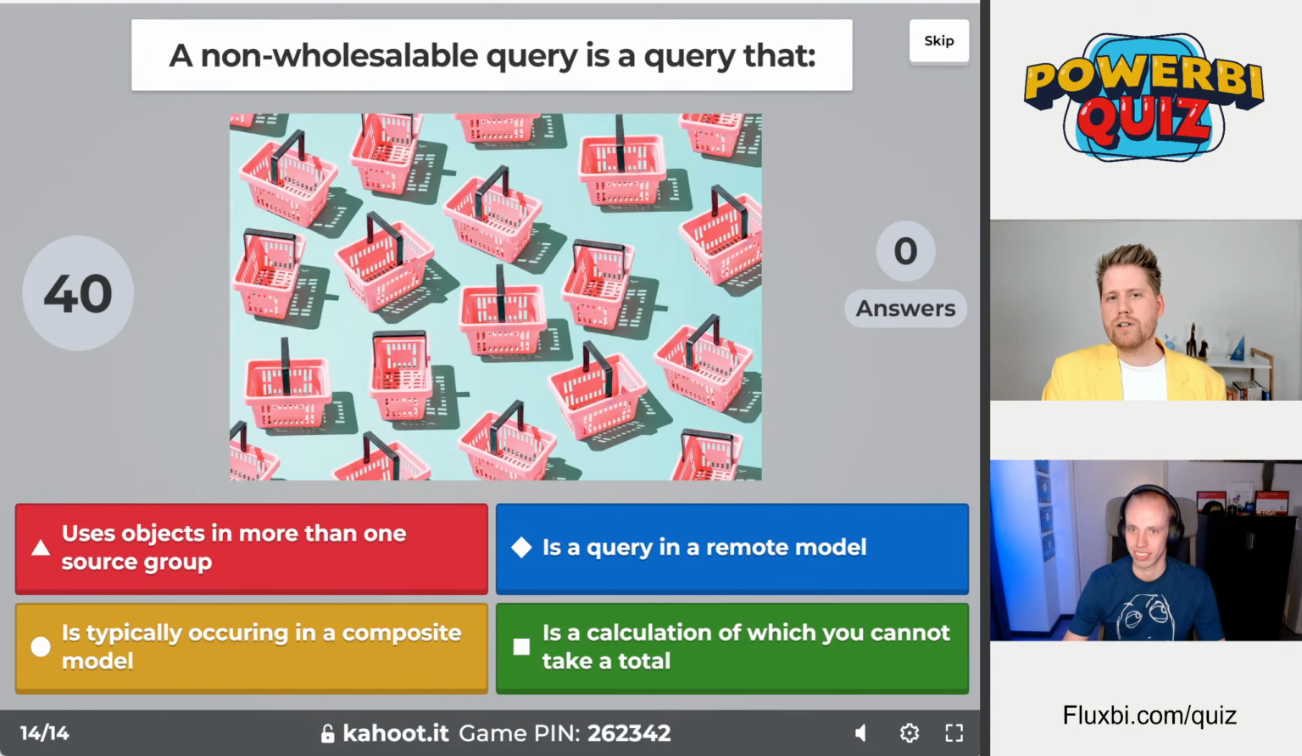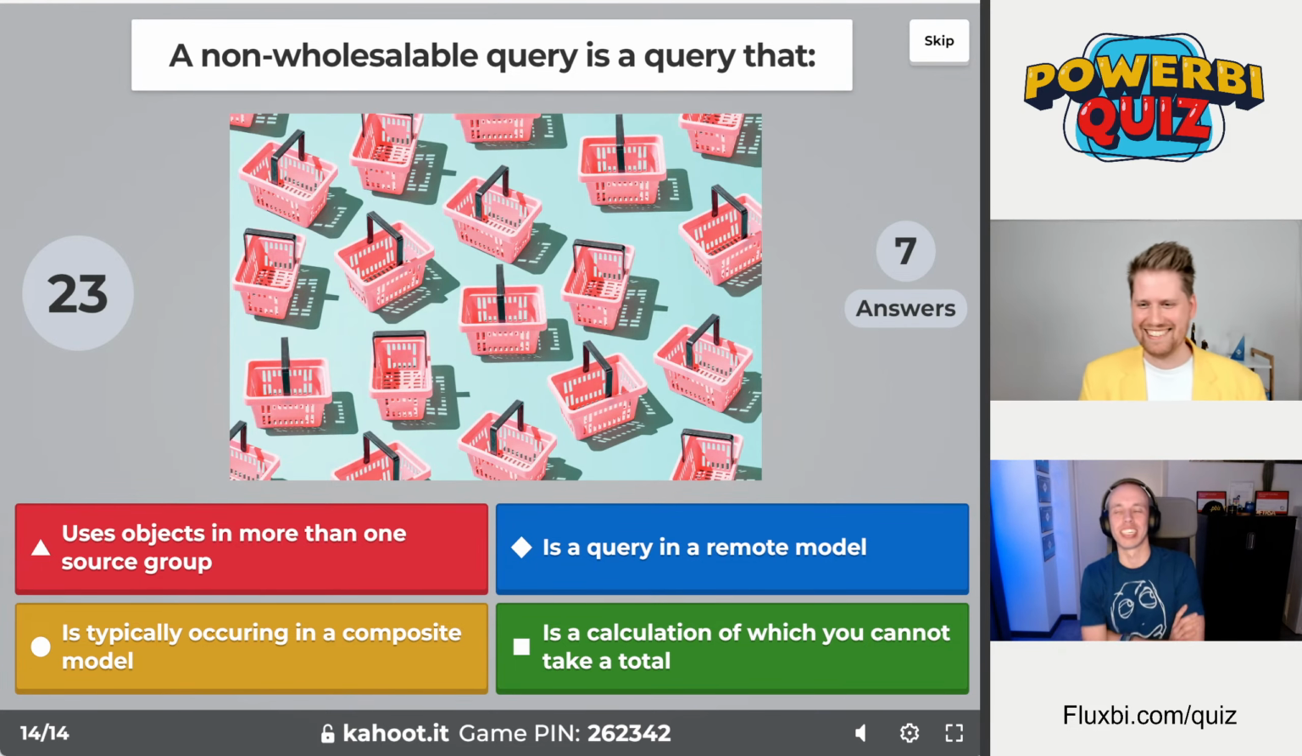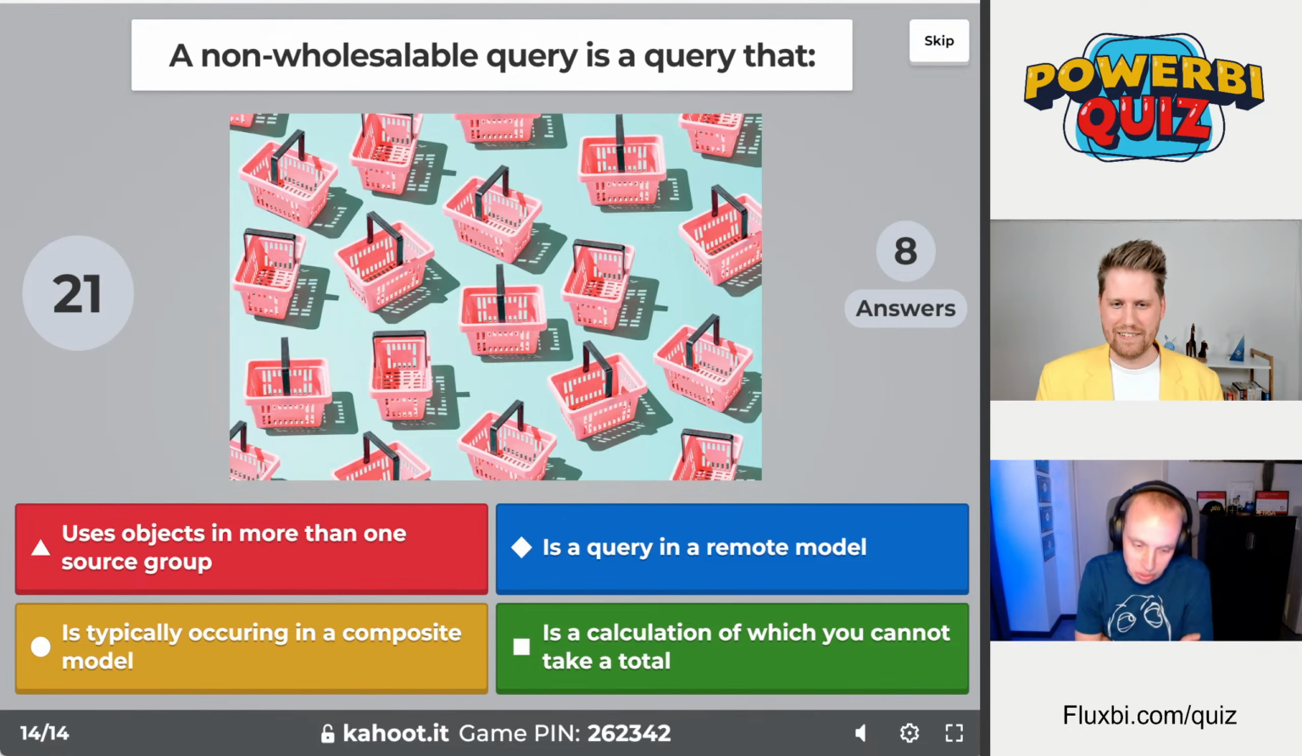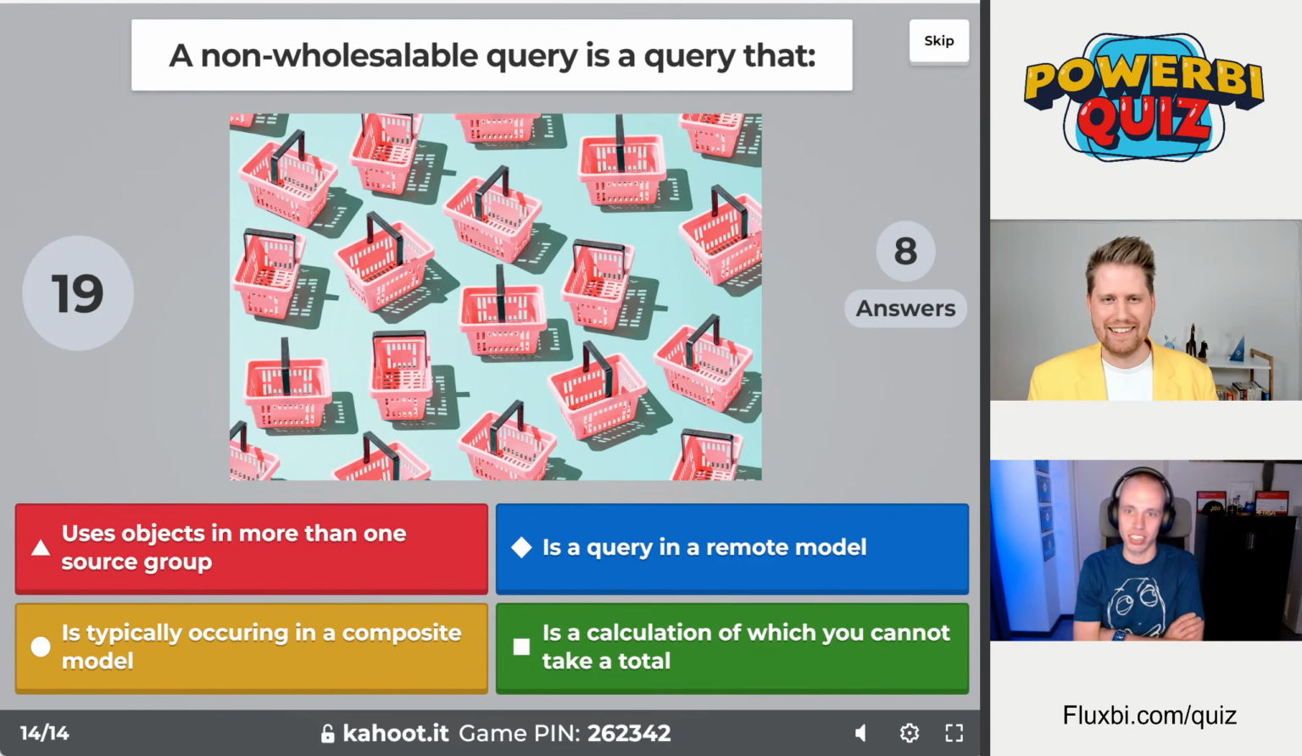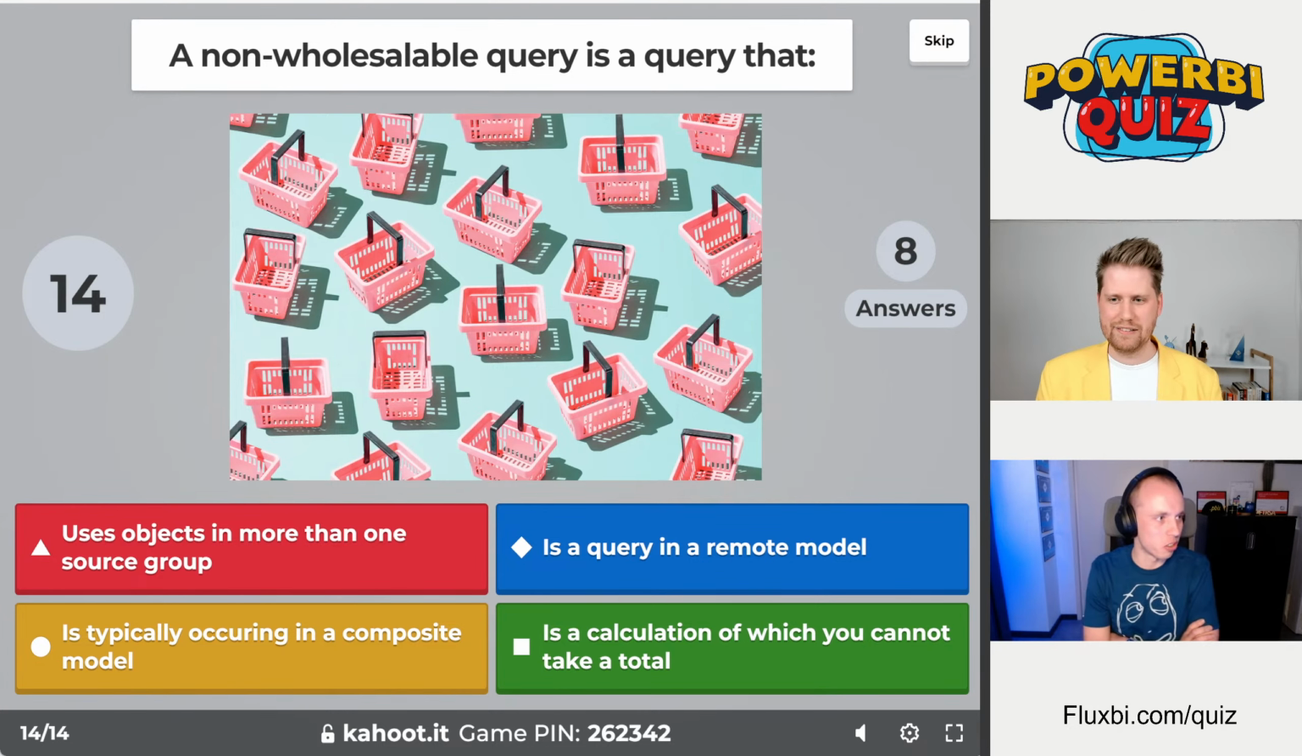A non-wholesalable query is a query that uses objects in more than one source group. No. Is it a query in a remote model, typically occurring in a composite model? Yes, partly. It is basically also related to composite models a little bit, hint, hint. But it has something to do with where the calculation is happening and how it is calculated, which basically explains non-wholesalable.